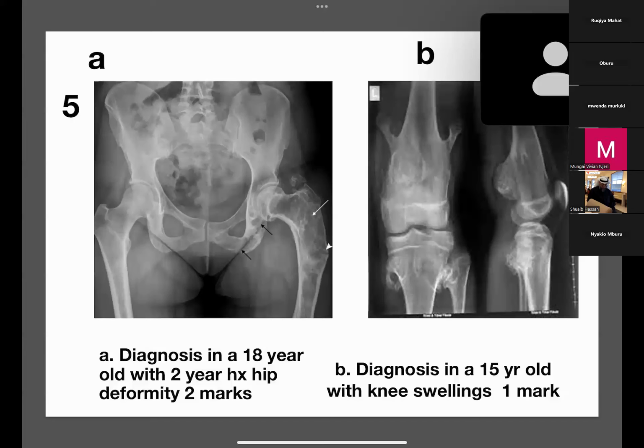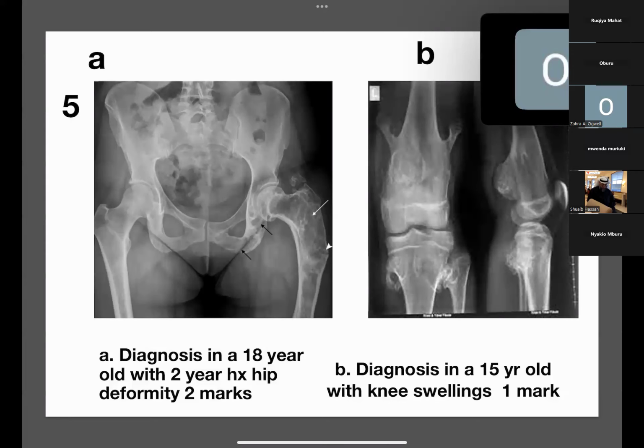What about B? Does anyone know what B is? Are those multiple exostoses? Yes, this is multiple exostosis. Sometimes it's known as diaphyseal aclasis, but it's hereditary multiple exostosis, all right?